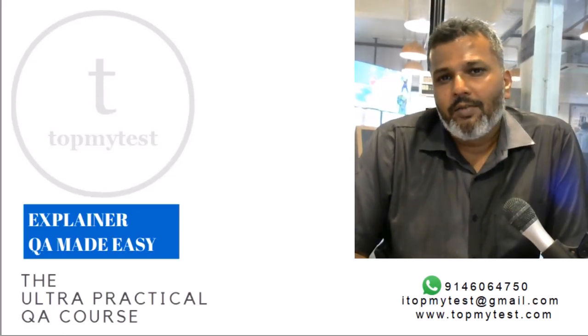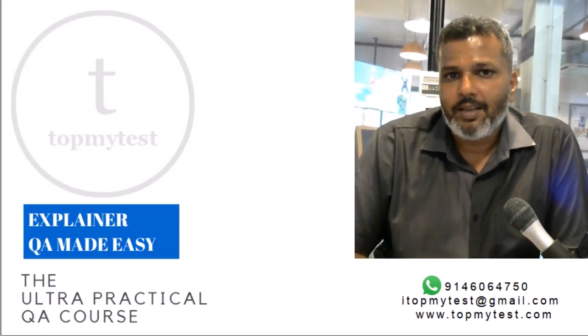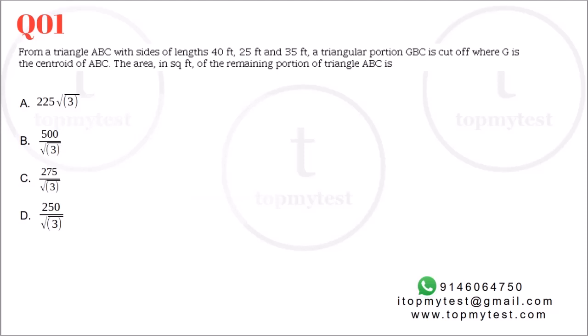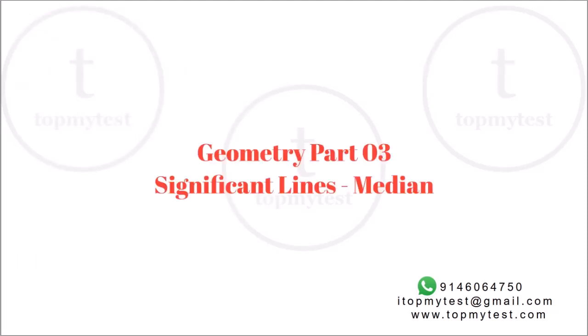Here we'll be using very simple concepts and applying them to CAT level problems and solving them as easily as possible. In this session, we would be looking at significant lines inside a triangle. We'll be starting with medians today. We'll also be solving a few questions which came up in the recent CAT paper, which will basically involve the use of medians and properties of medians, and what exactly to study in the medians part of geometry.